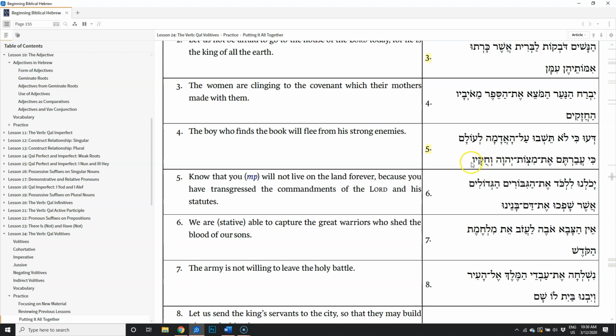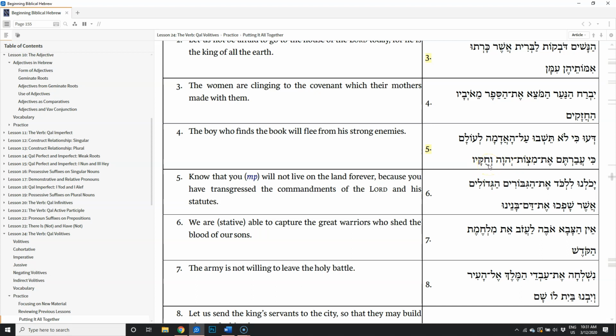This is a really weird form. We haven't gotten to the pual stem or the pual pattern yet, but when I see the shureq and the dagesh here, that's immediately what I'm thinking. But that's not what this is, because one, I wouldn't have a qamets here. And two, what I've actually got with this qamets is a qamets yod vav. This is a 3ms suffix, a possessive suffix. So whatever is going on here, this is some sort of noun being possessed.